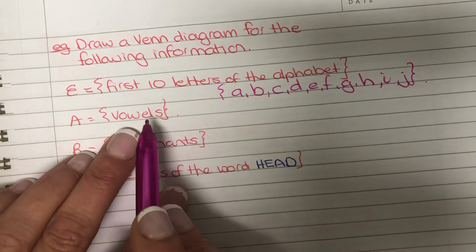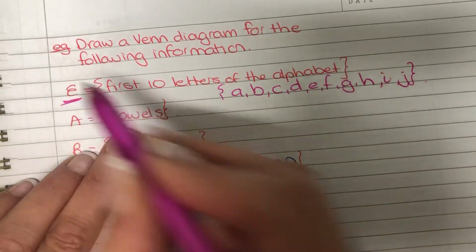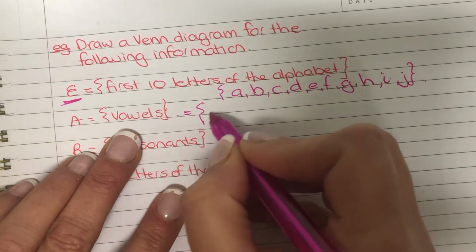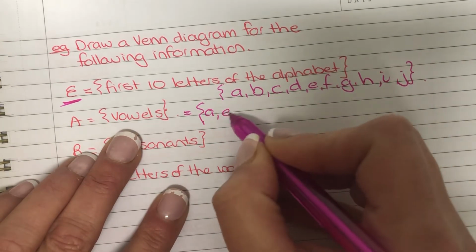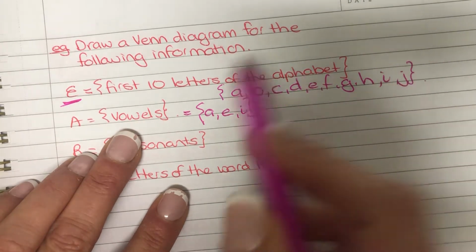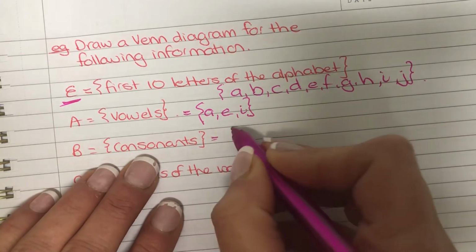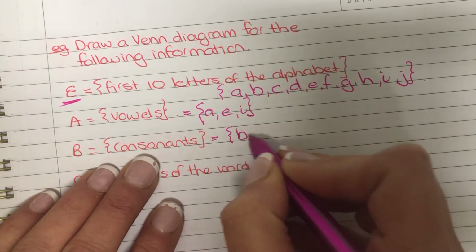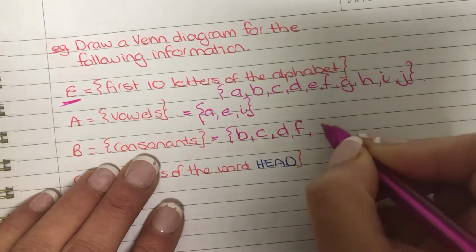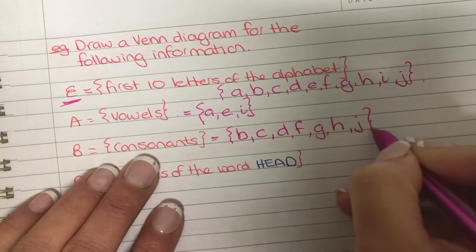So now when it says vowels, we don't list any vowels that aren't in here because we have to look at what the whole set is. So how many vowels are in here? We have A, E, and I. So we don't put U in there because U's not a part of the universal set. Consonants, they're the other ones. So we list the other ones: B, C, D, F, G, H, and J.